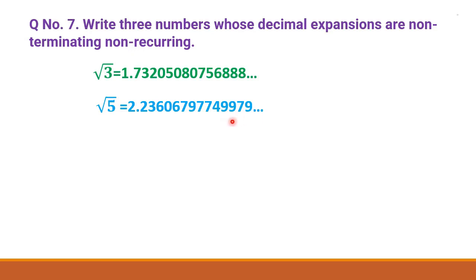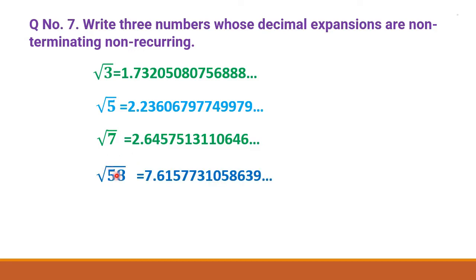2.23606797749979 and so on. Square root of 7 is equal to 2.64575131106646 and so on. Square root of 58 is equal to 7.615773105863 and so on. Square root of 127 is equal to 11.26942766958446 and so on.